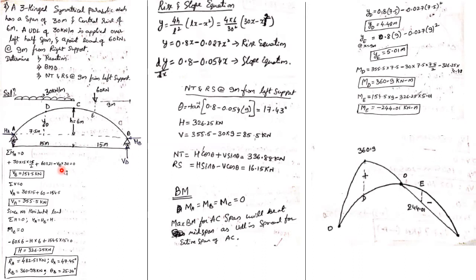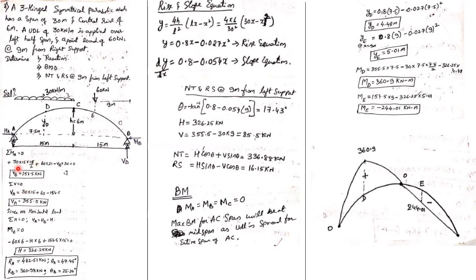So as usual, in this no horizontal load means HA should be equal to HB, that you should keep in mind first. Then take moment about A. So if you take moment about A, this is 30 into 15 into 15 by 2, then plus 60 into 30 minus 9 is 21, 60 into 21 minus VB into 30 is equal to 0. Then we'll get VB as 154.5 kilonewton.